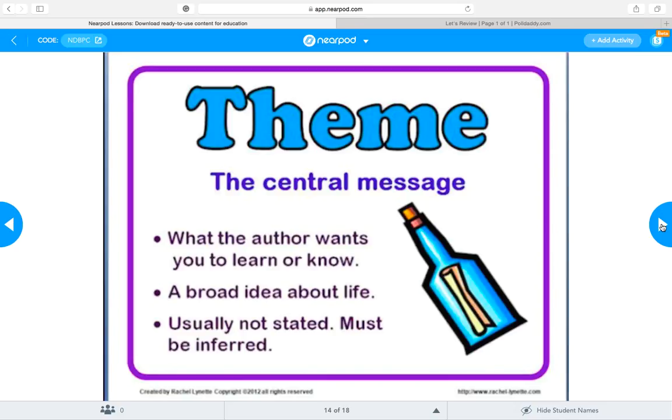And then while they were brainstorming with their shoulder buddy, I would have this displayed. So it says theme: the central message, what the author wants you to learn or know, a broad idea about life, usually not stated, must be inferred. So I would just have this displayed while they're brainstorming, just in case maybe they forgot. I wouldn't want students to feel anxious because they may not remember.